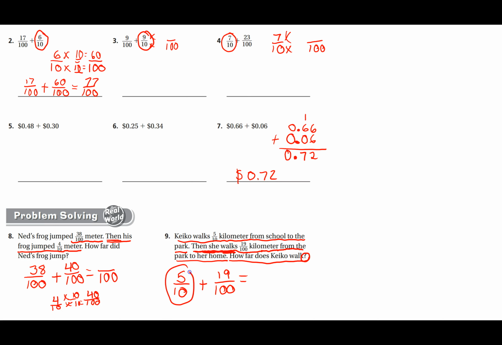We have to change this tenth into an equivalent fraction with a denominator of 100. So again, we're going to have to multiply. And whatever we multiply the denominator by, we multiply the numerator by the same thing. I'm going to let you go ahead and do that on your own, and then get your final answer in terms of hundredths.